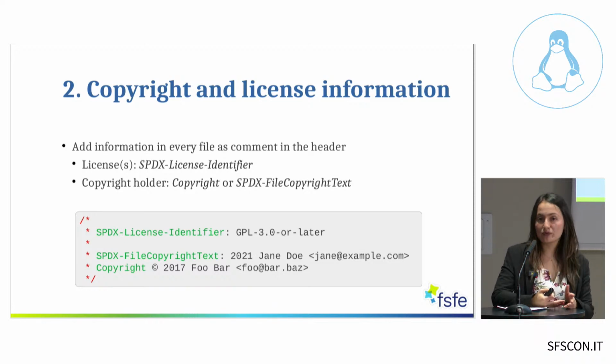Then we're going to add the copyright and license information for every single file of our repository. And we're going to do it through a header. And the header is going to look like here in the example. Again, we're going to make use of the SPDX license identifier tags as well as the SPDX file copyright text. So in this case, we see that this specific piece of code is under the GPL3 or later, and that the INDO is the copyright holder. So it's very straightforward.